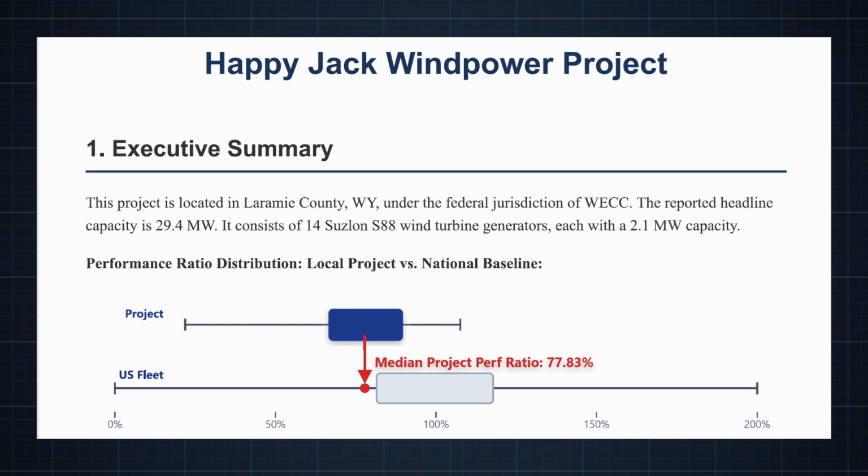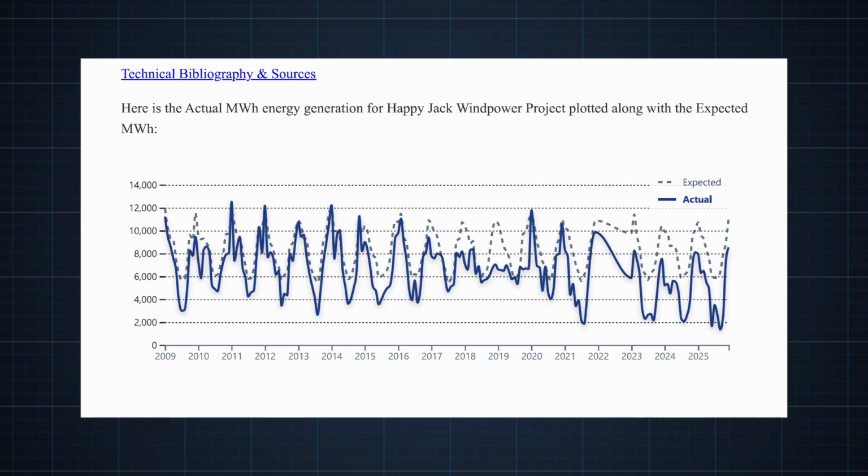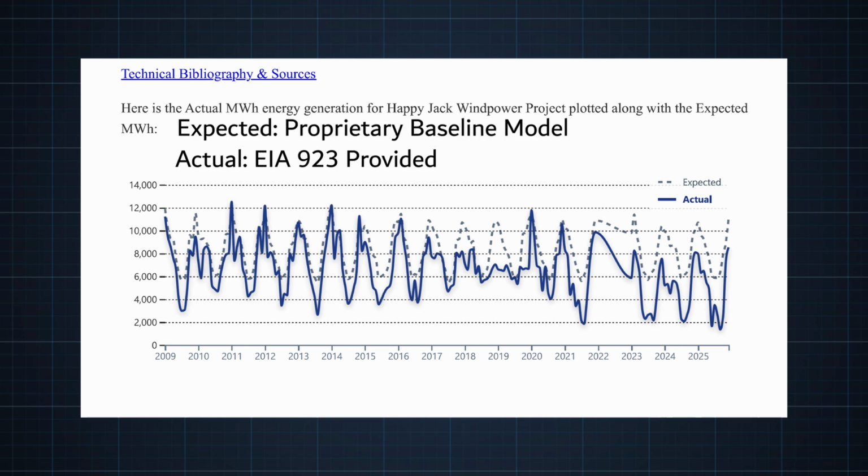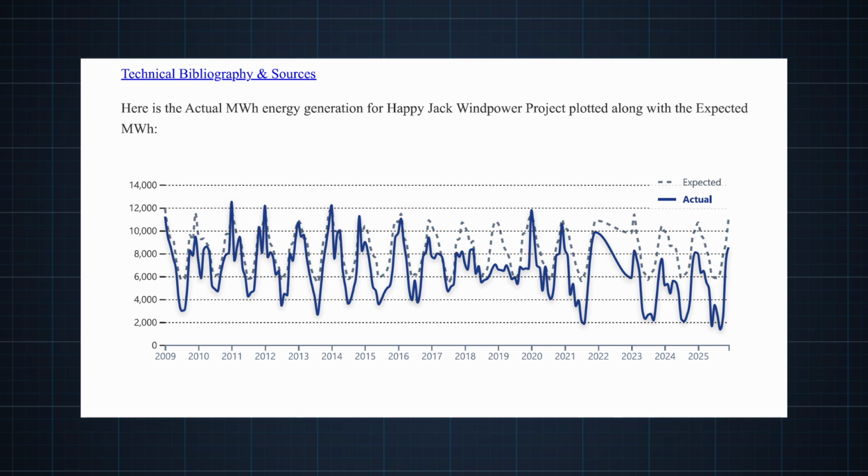Now, what these box plots capture is the performance ratio that I've calculated for all of the projects in the US wind fleet. Now, the next graph is a time series graph, and this time series graph compares the expected production to the actual production. This actual versus expected production gives a pretty good view as to how the project is behaving.